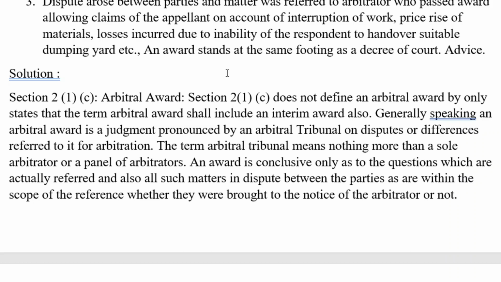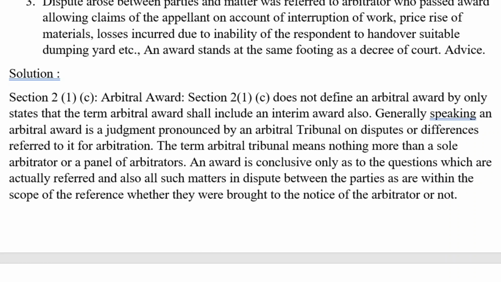solution problem. Here there is a dispute arose between the parties and the matter was referred to an arbitrator who passed an award allowing claims of the appellant on account of interruption of work, price rise of materials, losses incurred due to inability of the respondent to hand over suitable dumping yard, etc. An award stands on the same footing as a decree of court.